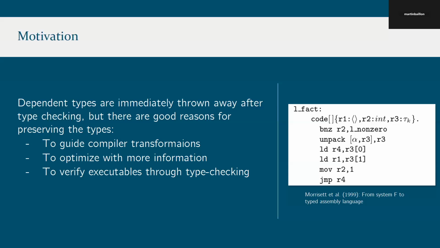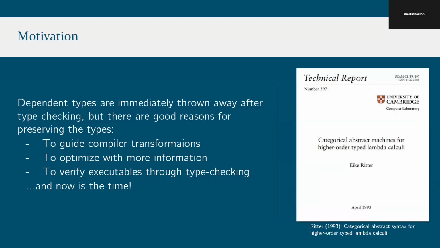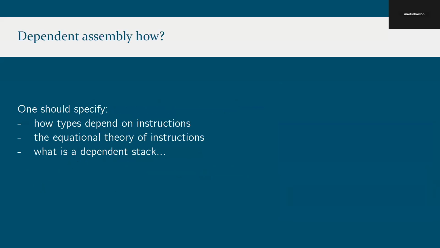And to your surprise, this is a much older problem than you expected, combining dependent types with assembly. I think the oldest one I can find dates from 1993, but it's never been a very satisfying solution. But I think maybe now is the time. So let's look again at this problem of dependent assembly.